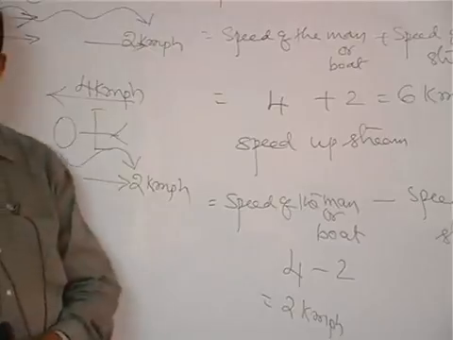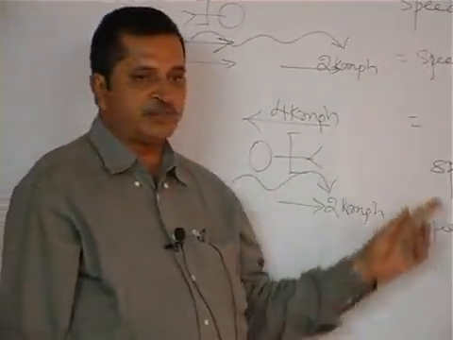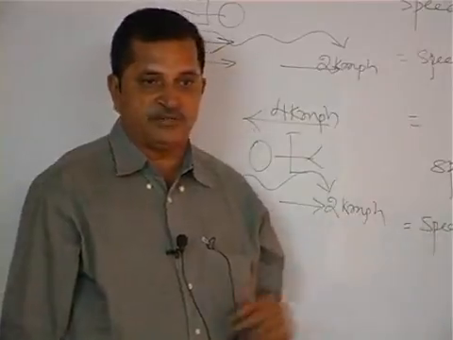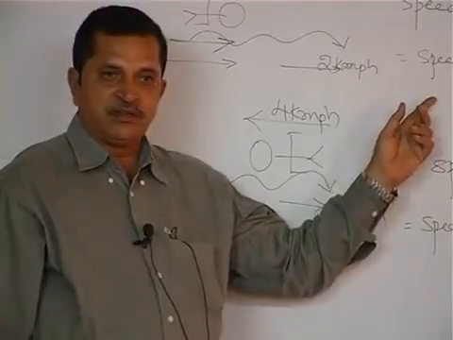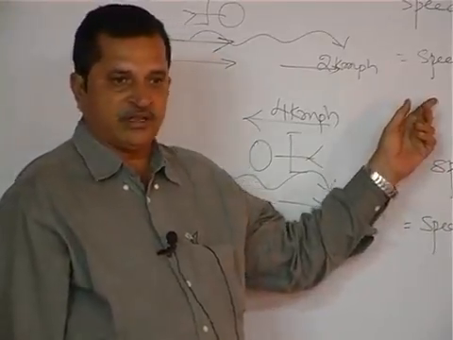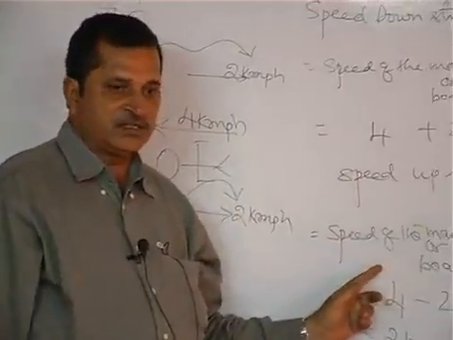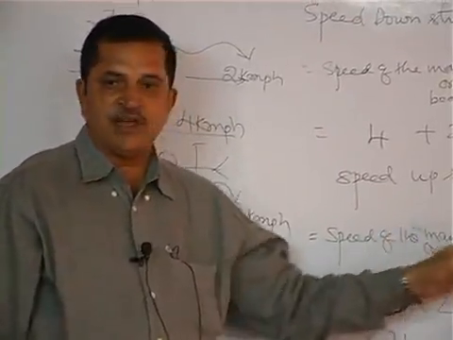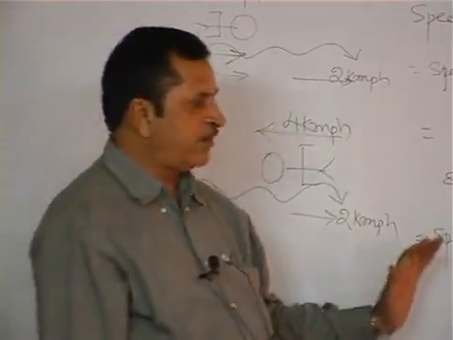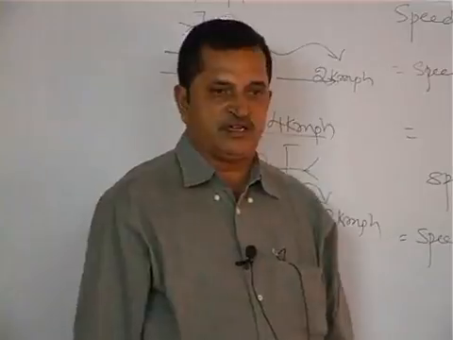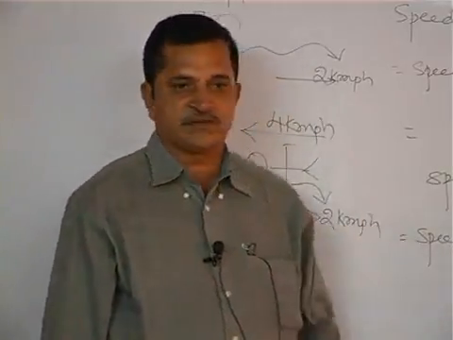And remember one point always: the speed of the man or speed of the boat should be taken first. Here in plus, in addition, you can take either way. You won't get any difference in the answers. But in minus, if you reverse this, the values may differ. So first, speed of the man or boat has to be considered. So, this is about speeds.